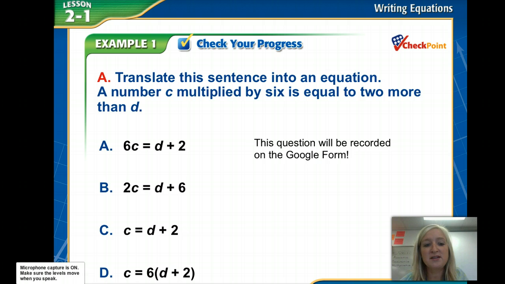So go ahead and pause the video and take a minute to figure out which one of these multiple choice, A, B, C, or D, translates a number c multiplied by 6 is equal to 2 more than d. So again, pause the video, answer this question, and tomorrow in class we'll go over the correct answer.